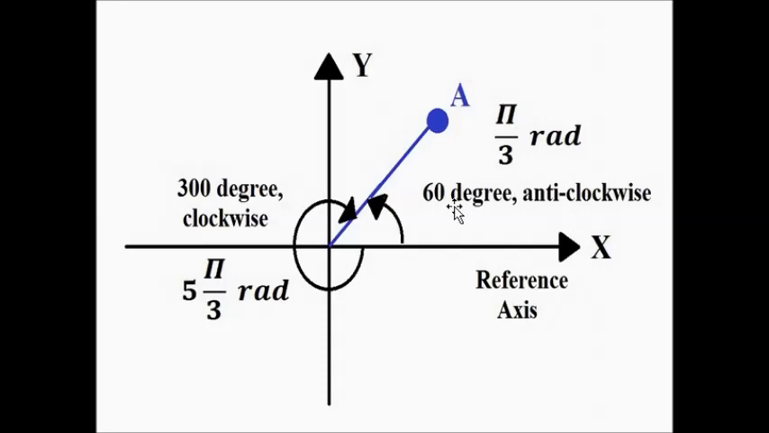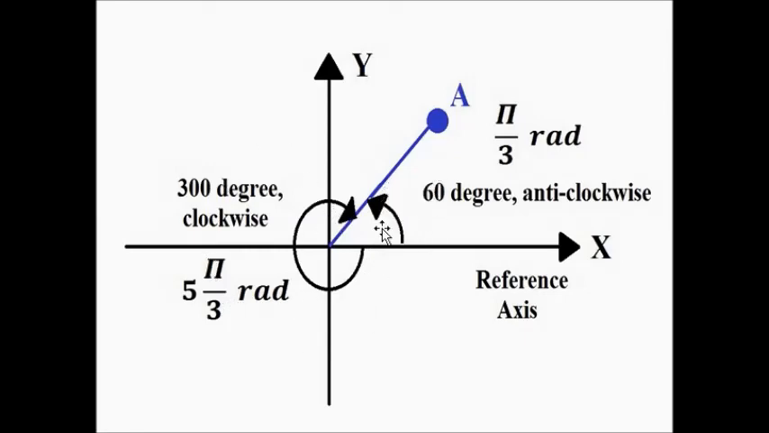Let us look at this figure. Suppose we have an object at A. If we want to measure its angular position, there are two ways in which we can represent it. First, the reference axis is important, which is the positive x-axis. All measurements are done from this point. This is the reference axis. You should be clear about that. The next important thing is how to measure the angular position, or the angular displacement. You can measure it in anti-clockwise direction, or you can measure it in clockwise direction.